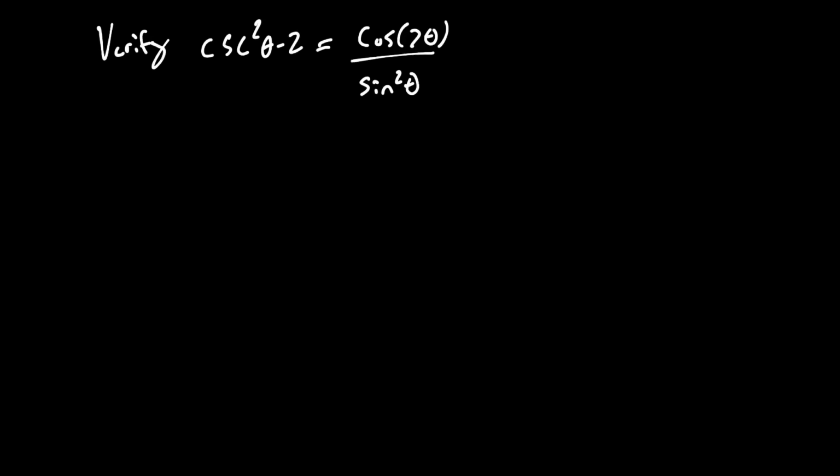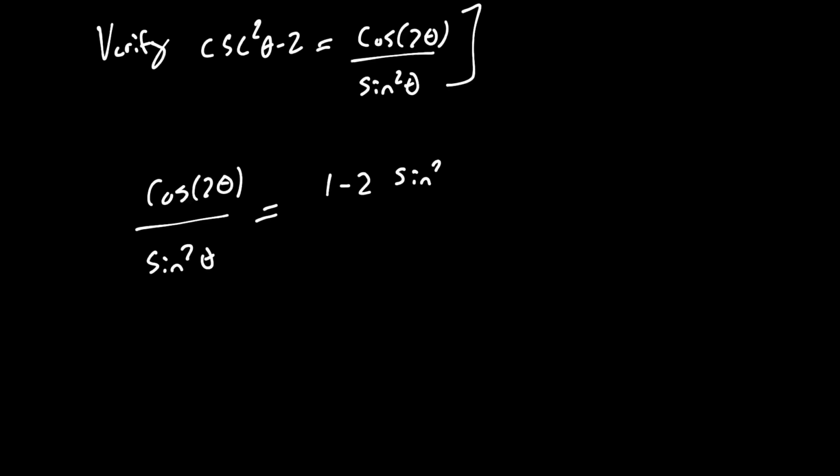Let's look at a problem where we're looking at a verification. We want to verify that cosecant squared minus 2 is equal to cosine 2 theta divided by sine squared theta. So let's go ahead and write the right-hand side out. We have our cosine of 2 theta divided by sine squared theta. And we can go ahead and use our double angle formula up top, and this becomes 1 minus 2 times our sine squared theta divided by sine squared theta.